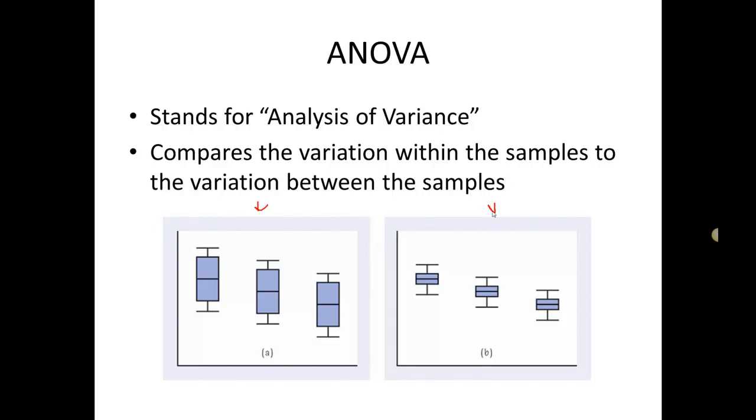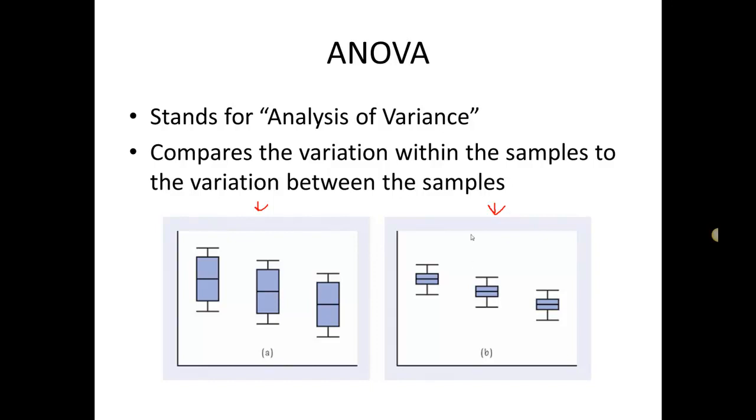Now if we look at the boxes on the right side, they have the same centers as the ones on the left, but the boxes themselves are much shorter, meaning that there's much less variation among individuals in the same group. So it's unlikely that any sample from the first group would have a mean as small as a sample from the third group. So because the means are far apart and the variation within the group is small, it's more indicative of a real difference among the means of the three populations.